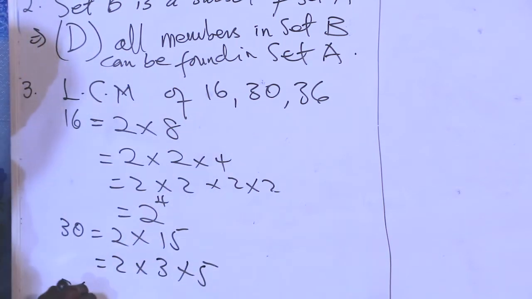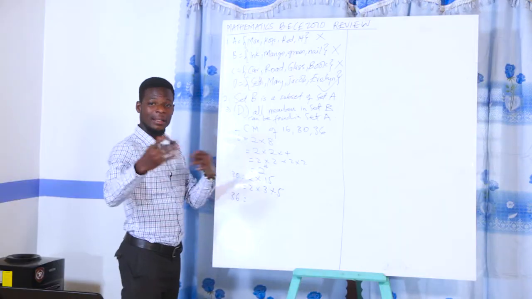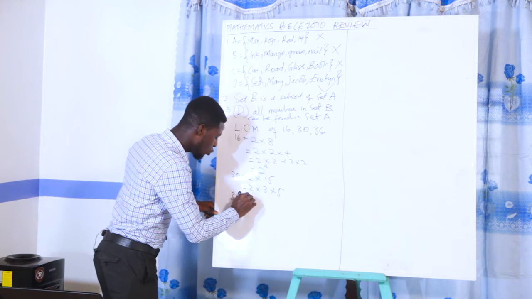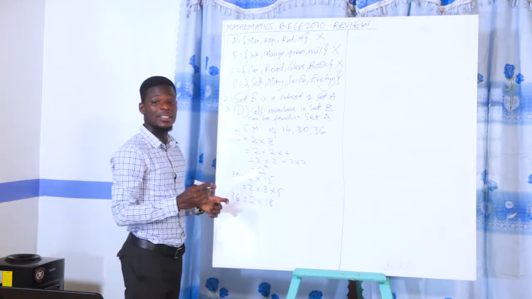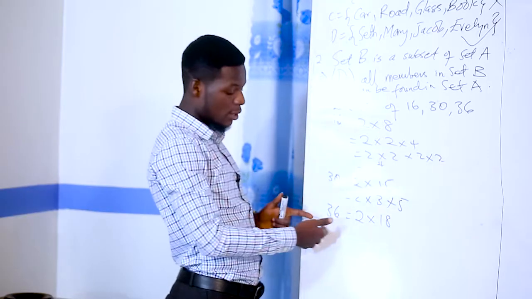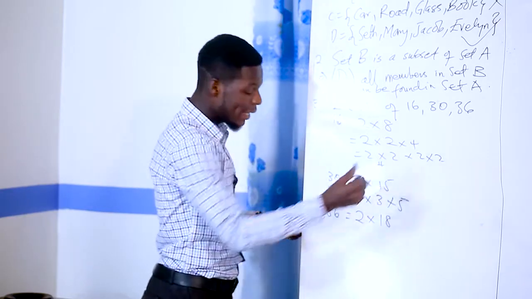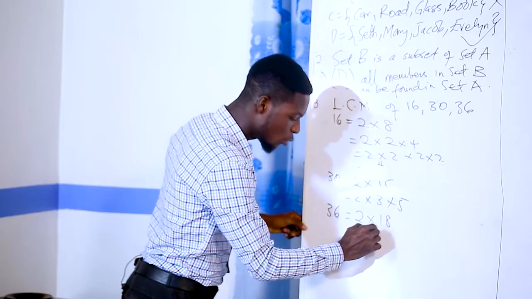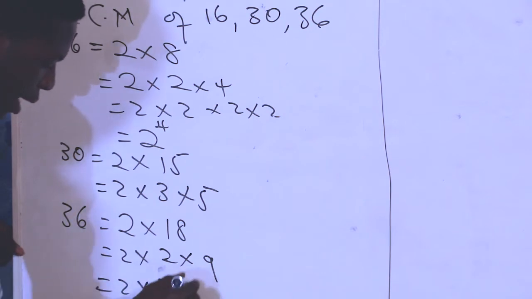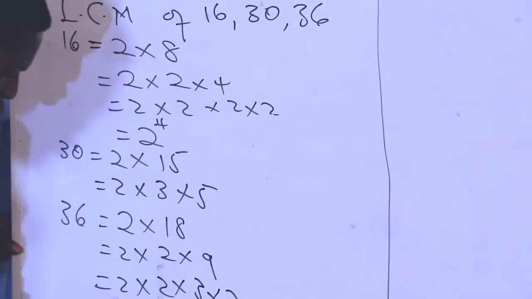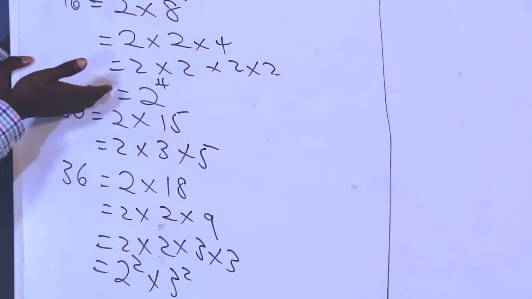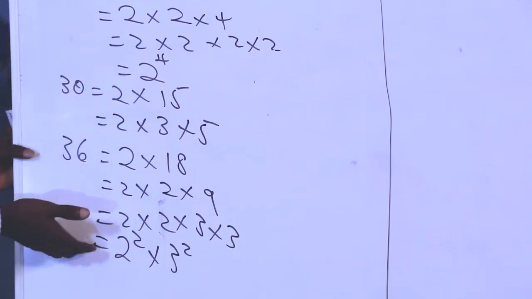Let's look at 36. You can use 36 is 6 times 6. All right? You can use whichever method you want to use. If you want to use 2, then we have 2 times what? 18. 2 times 8 is 16, 6 remainder 1. 2 times 1 is 2 plus 1, 3. Then you break the 18 down. So 18 is what? 2 times 9. And 9 is what? 3 times 3. Giving you 2 squared times 3 squared. So these are the product of primes for 16, 30, and 36.